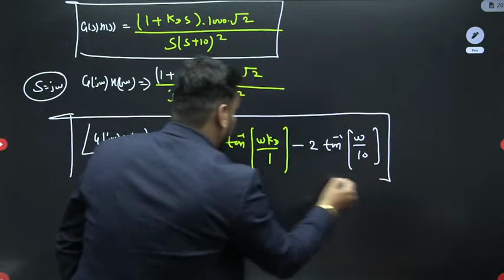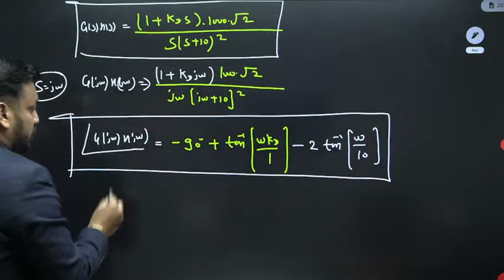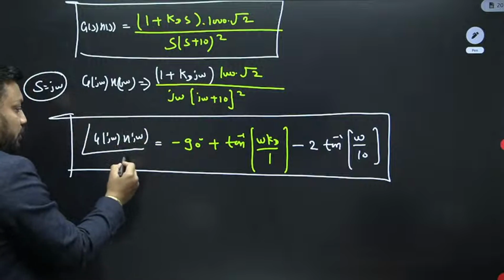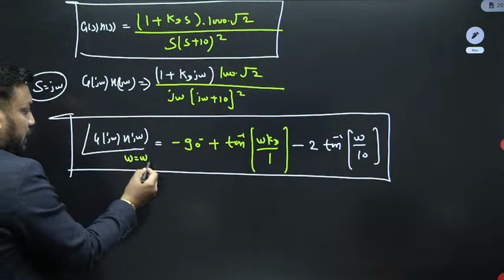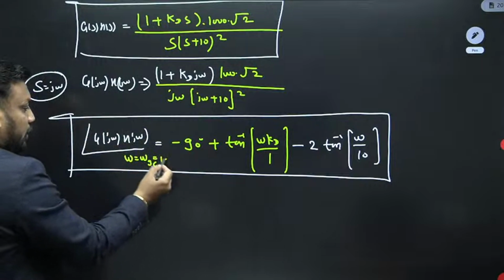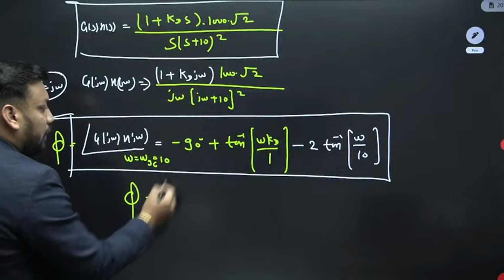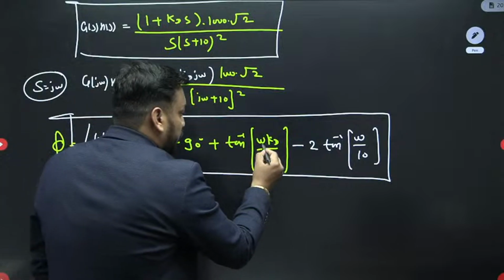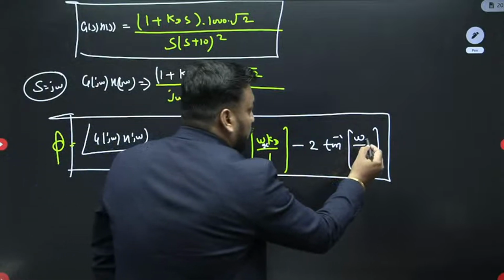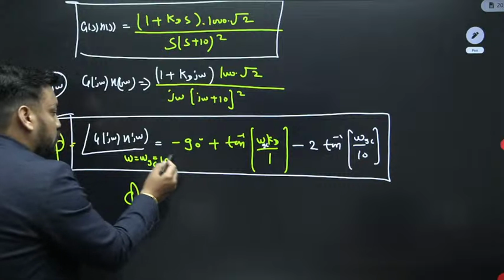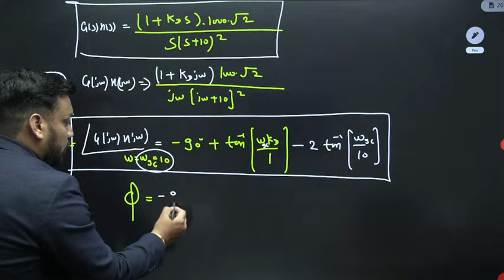This is all about the angle equation, and this angle equation will become phi at omega equal to omega Gc, and that is nothing but 10. So if I put this value, then it will become phi, yes or no? So what is phi now? I am substituting omega wherever it appears. If I put omega Gc here, and do you know the omega Gc value is 10? So when you put it, it will be phi.